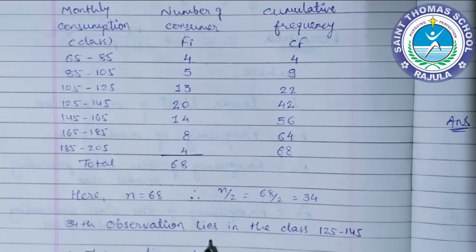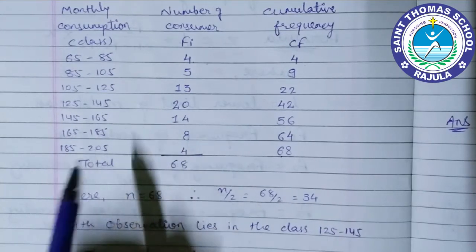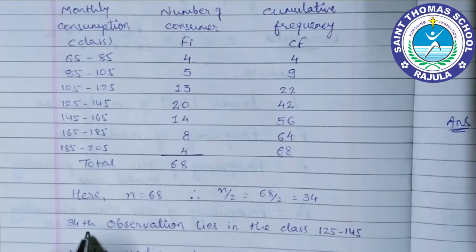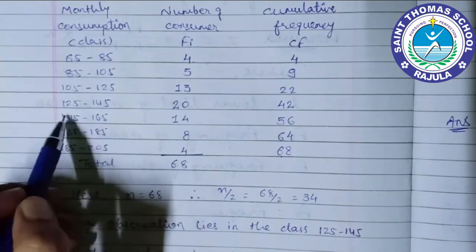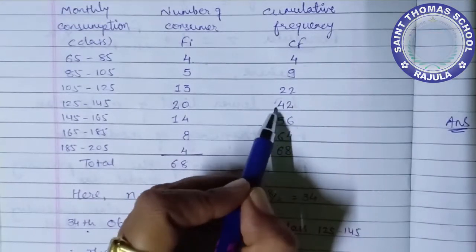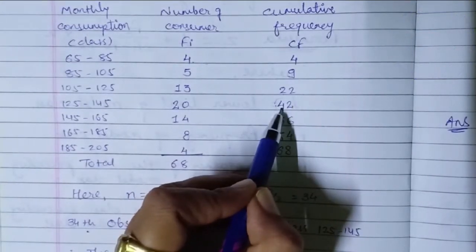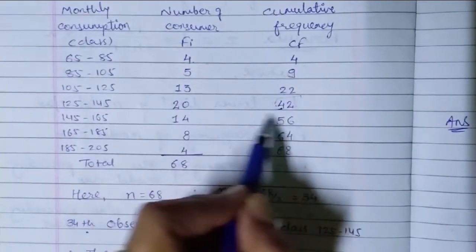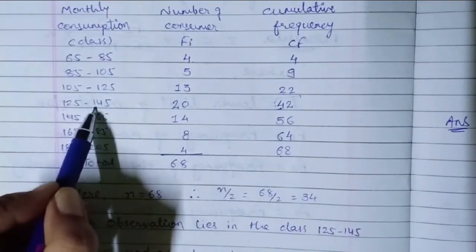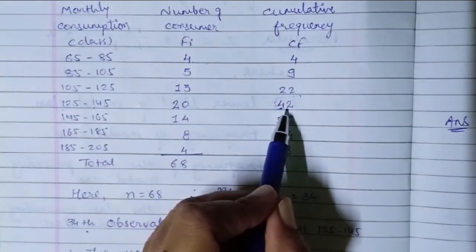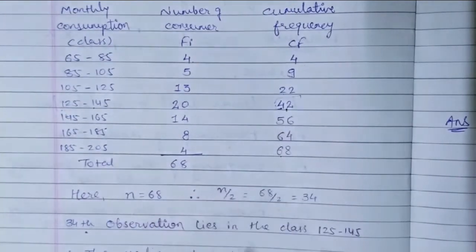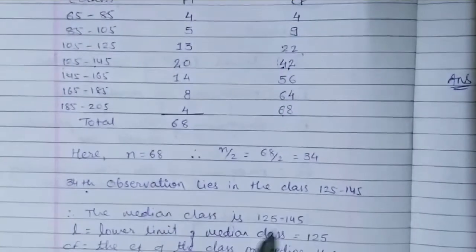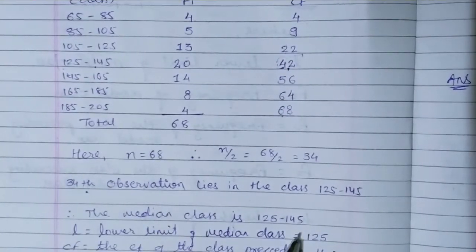So our 34th observation lies in the class 125 to 145. See here, 34 is after 22 and inside 42. So the 34th observation, the median, lies in 125 to 145. So the median class is 125 to 145.